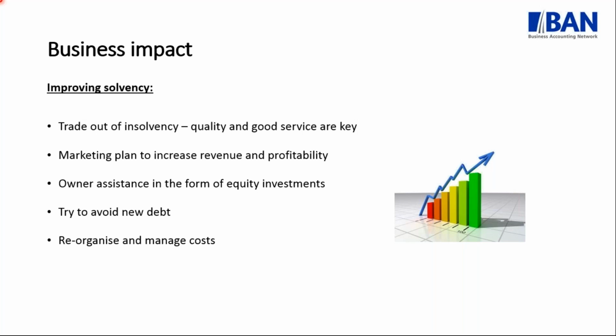So what's important then is to get a marketing plan in place. You need to increase your revenue and profitability, and at the same time, obviously, reorganize and manage your costs so that you can actually improve the results of your business. If you see that you are in quite a tricky position, maybe you can try and get some owner assistance in the form of equity investments, possibly a shareholder or member's loan, or some capital injection if that is at all possible, and try and avoid new debt. Because obviously, if you are in an insolvent position and you get new debt, it's just going to make your situation even worse. So as you can see, when we are looking at improving solvency and improving liquidity, they do tend to overlap a little bit.